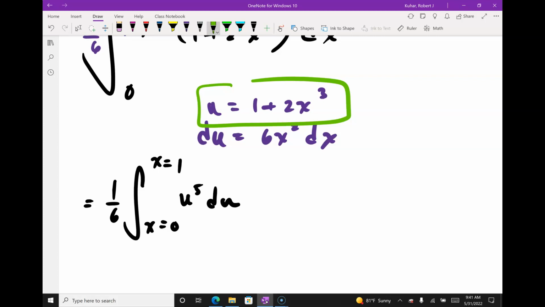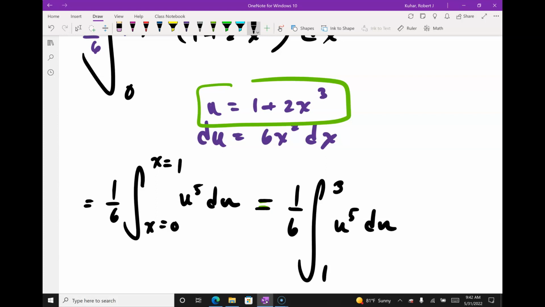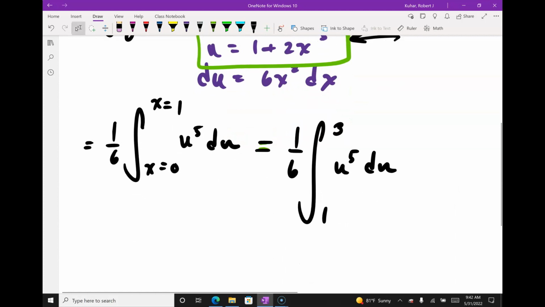So when x is 0, u is 1. Do you agree? And when x is 1, u is 3. Do you agree with that? I'm putting them right into here, right? My bounds were originally x equals 0 to x equals 1, but now I've converted everything to u by u sub. I want to make sure I convert the bounds of my integral into u values.